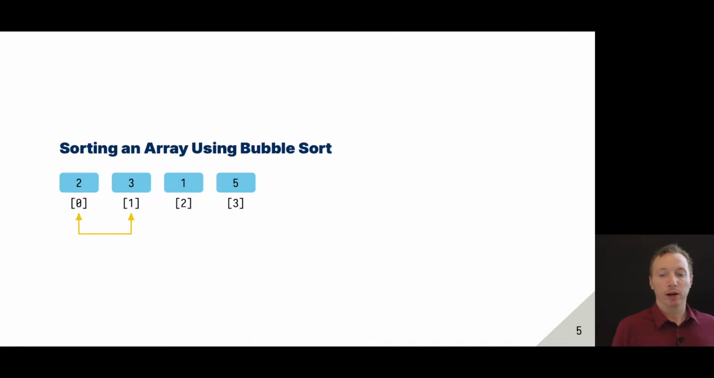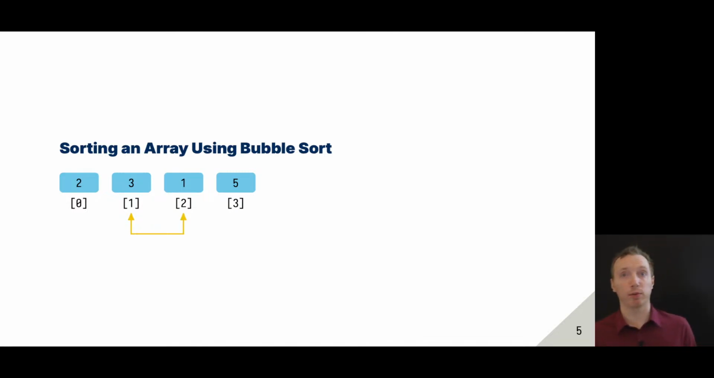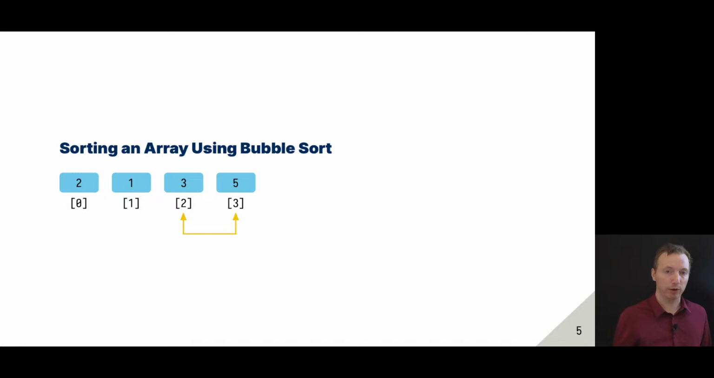So now we look at these two. These two are in the right order, so we leave them alone. Now we look at the next two, so index 1 and index 2. They're in the wrong order, so I need to swap these around. And then finally, I look at the last two, and they are in the right order, so I don't have to do anything. So I made at least one swap, so I know my array is not in order, so I have to do it again.